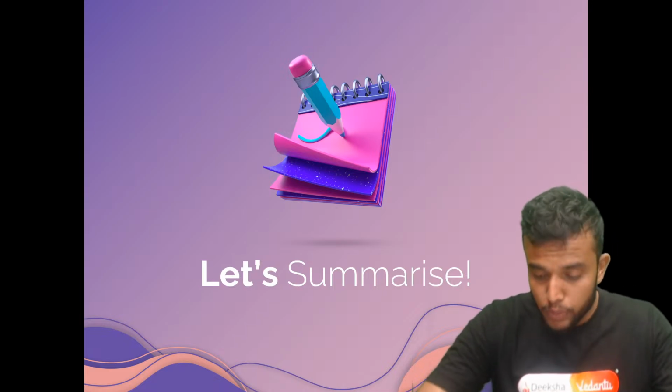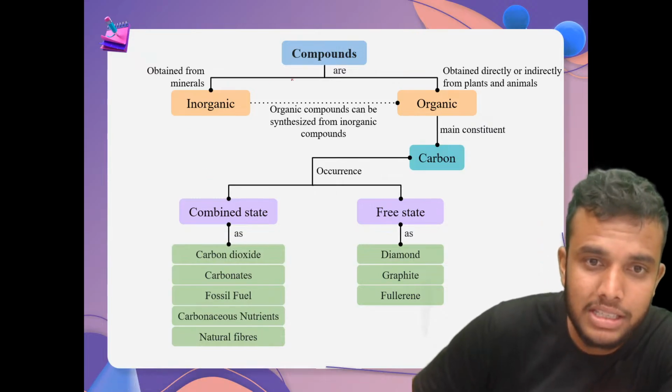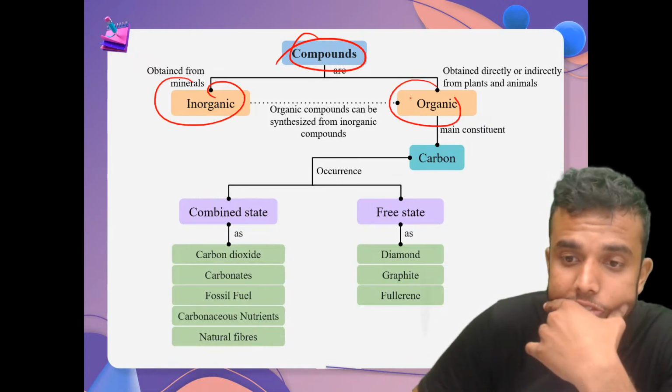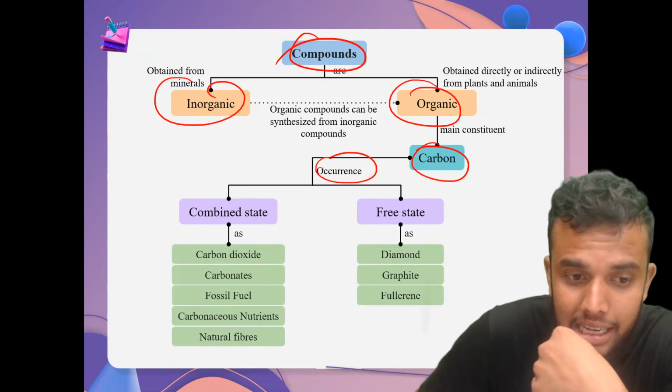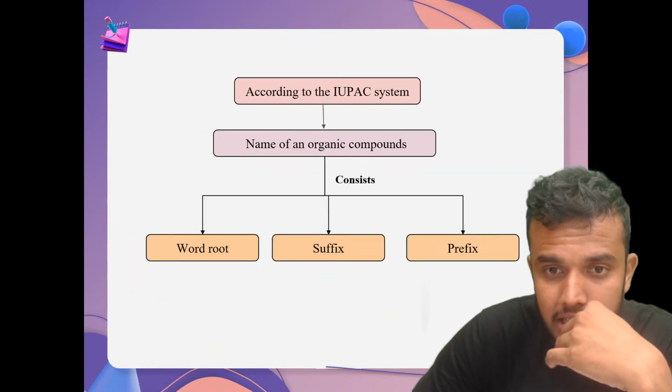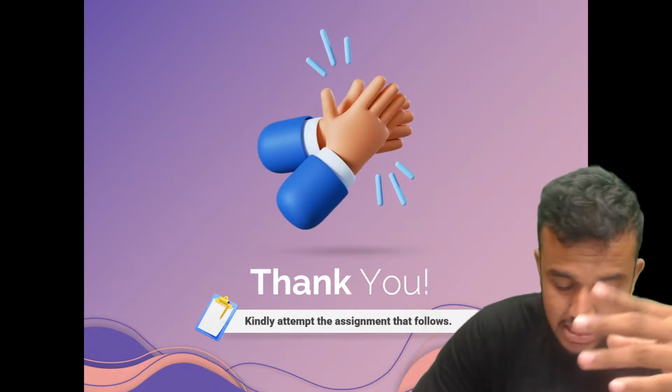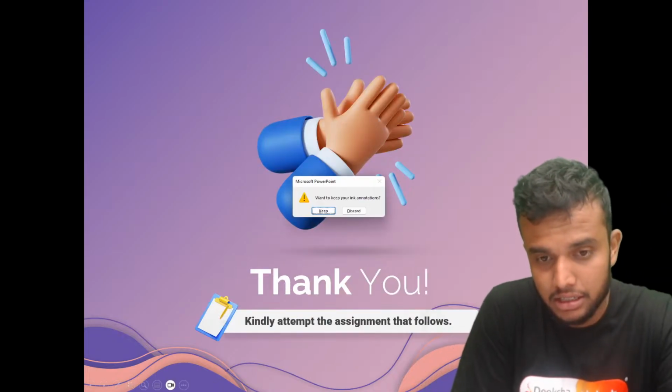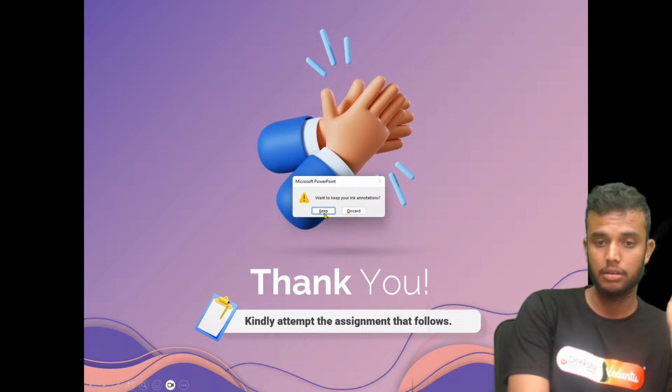Yes, students, come on, let's quickly summarize all topics. We start with compounds, inorganic, organic differentiation. We already discussed the occurrence of carbon, combined state, free state. Then the allotrope forms, everything we discussed. Students, any doubt? Please give valuable feedback in chat section or in comment.